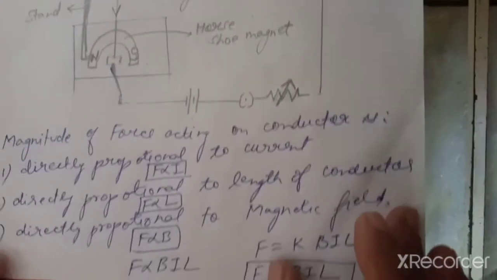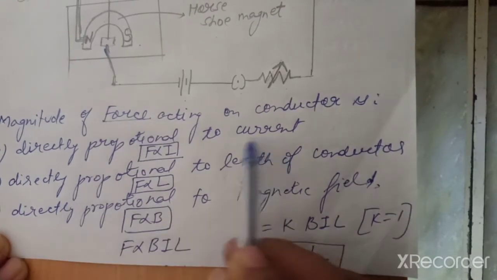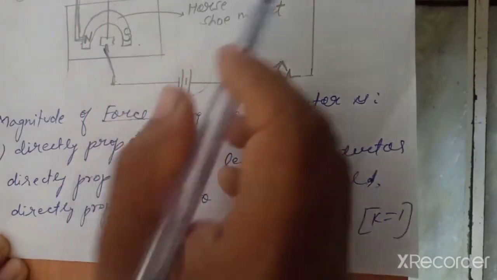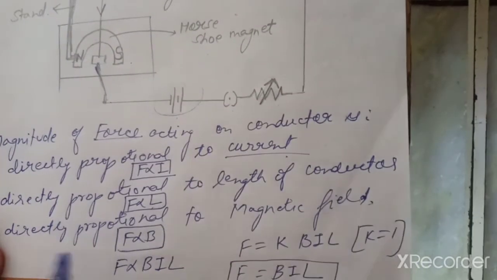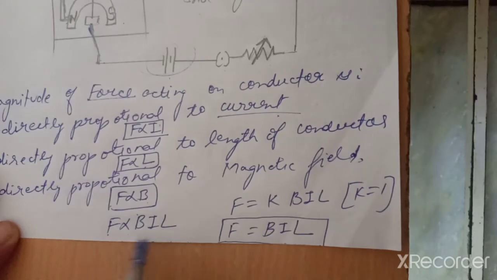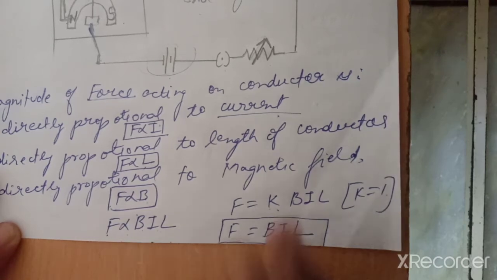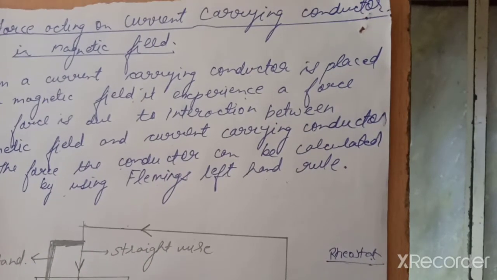The magnitude of the force on the conductor is directly proportional to the current. The more cells you use, the more the current. As you increase the length of the wire, the force on the conductor will be more, and when the magnetic field is more, the force on the conductor will also be more. When you join these three relations, F is directly proportional to BIL. When you change the proportionality into an equal sign, it becomes a constant K. This K value is 1, so you can write F = BIL.